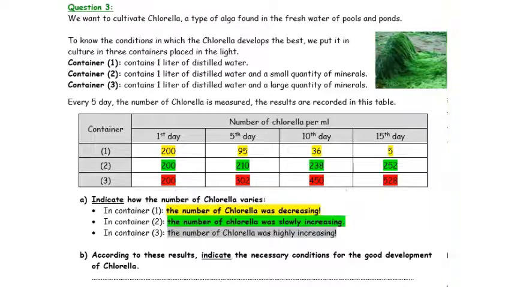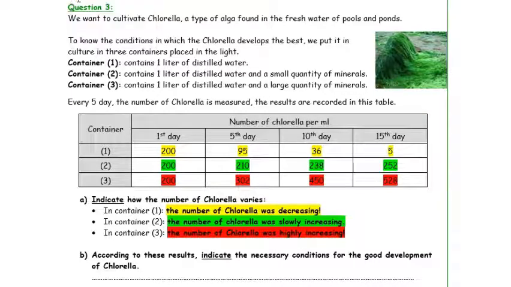Why is that happening? What was the difference? We gave the chlorellas light. We gave them water. The only difference is minerals. In the first container, we had no minerals at all. So chlorella starts dying. In the second one, we gave the chlorella a small amount of minerals. In the third one, a huge amount of minerals. This means that chlorella needs minerals.